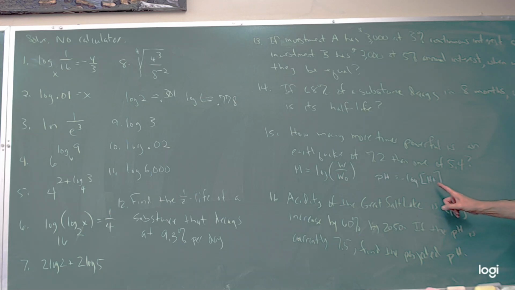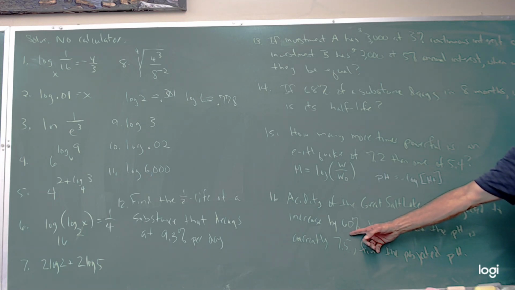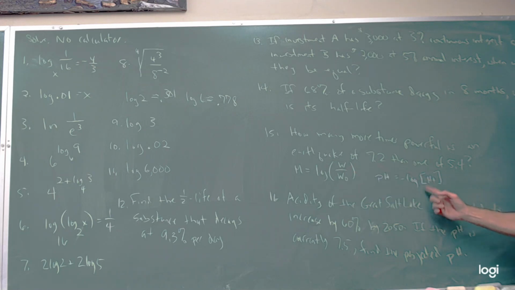So what we want to do is get to that number so that we can increase it by 60%. And then once we have a new count of how many of those hydrogen ions we have, then go back and see what the pH of that is.